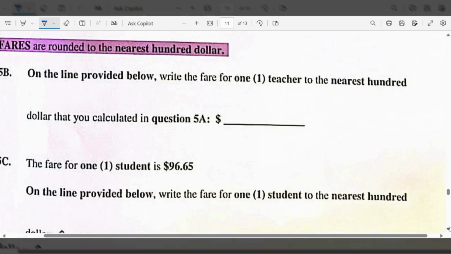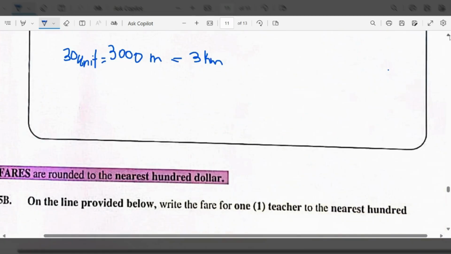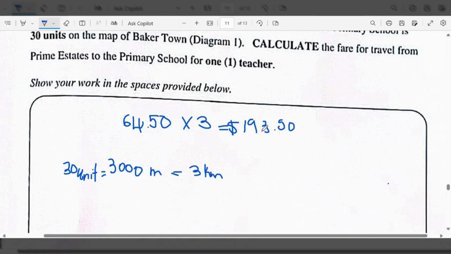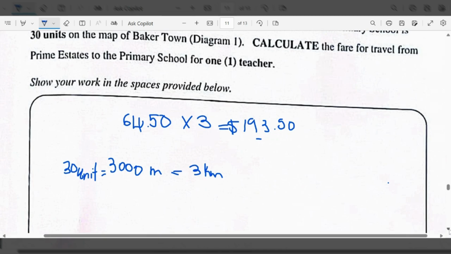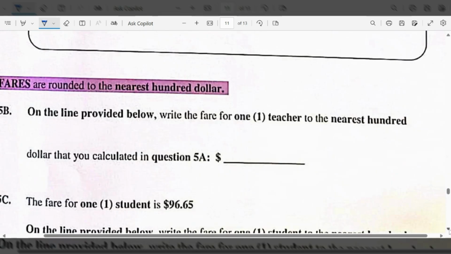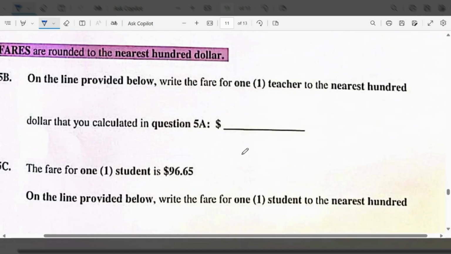Alright, so on the line provided, write the fare for one teacher to the nearest hundred. So 193, round off to the nearest hundred. So it's past nine. If we look at the digit in the tens place, it's past five, so we can round up to 200. Because they said the nearest $100, so that's 200.